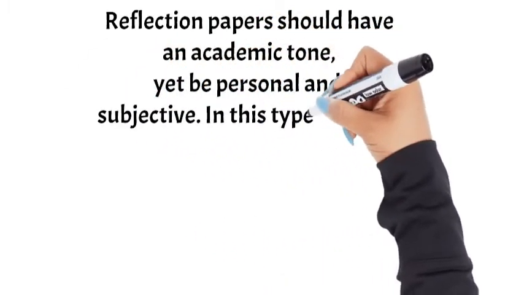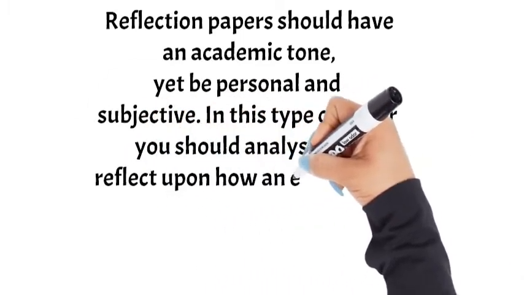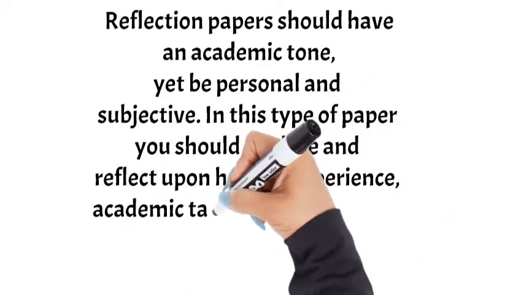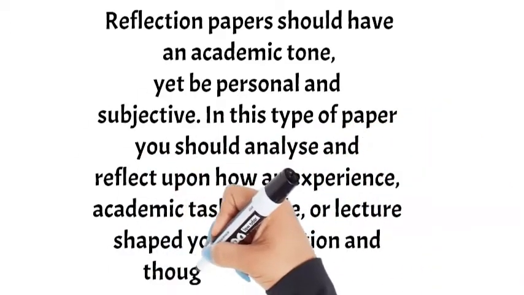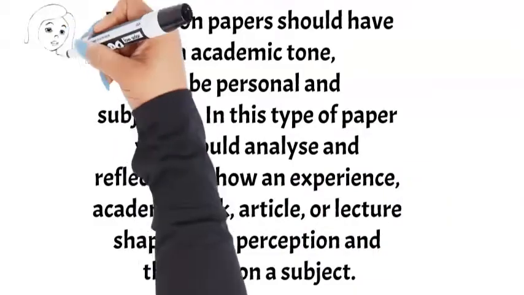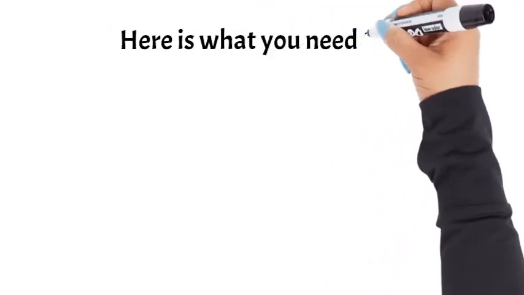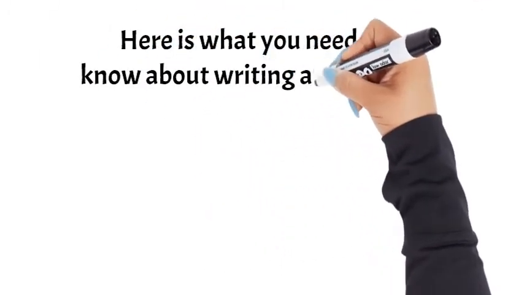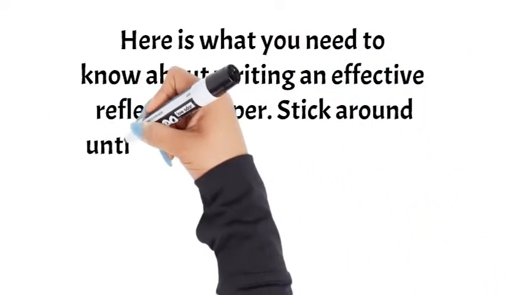Reflection papers should have an academic tone, yet you are going to be personal and subjective. In this type of paper, you should analyze and reflect upon how an experience, academic task, article, or lecture has shaped your perception or thoughts on a subject that is under discussion or that you have to reflect upon. Here is what you need to know about writing an effective reflection paper.